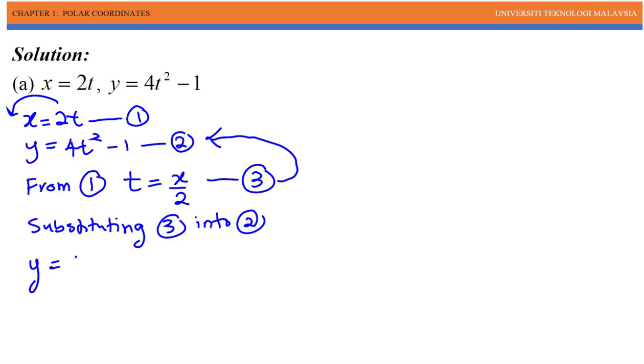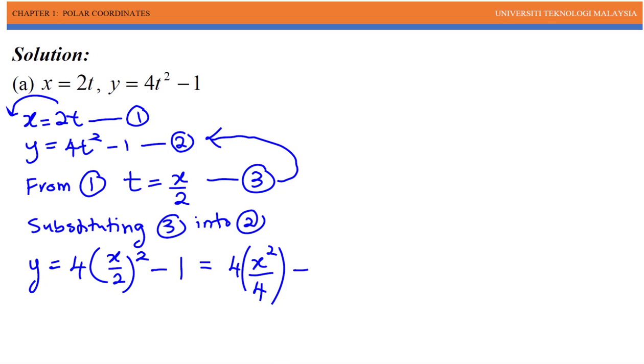y equal to 4, and t now is x over 2, and then squared. Don't forget minus 1. Now you try to simplify this equation. So you get 4 x squared divided by 4, minus 1. So this 4 cancels, and you will get x squared minus 1. So we can write again y equal to x squared minus 1. So this one is the answer.